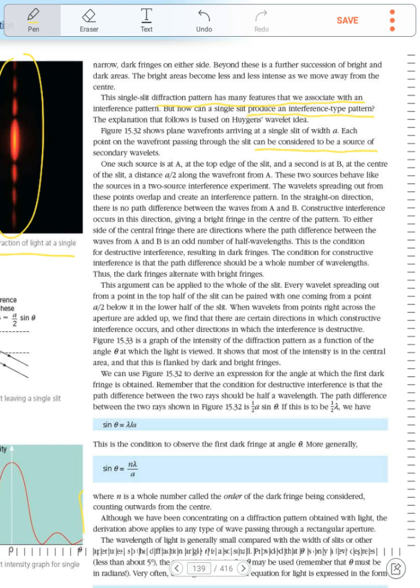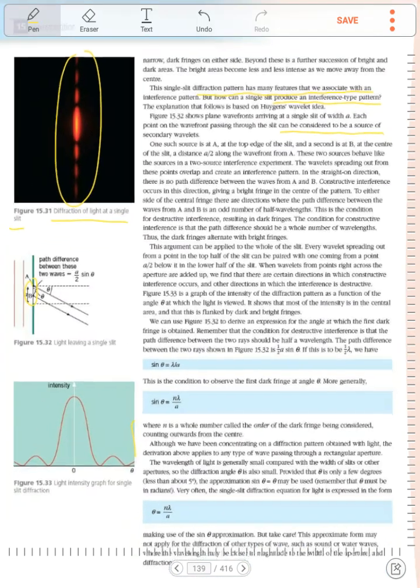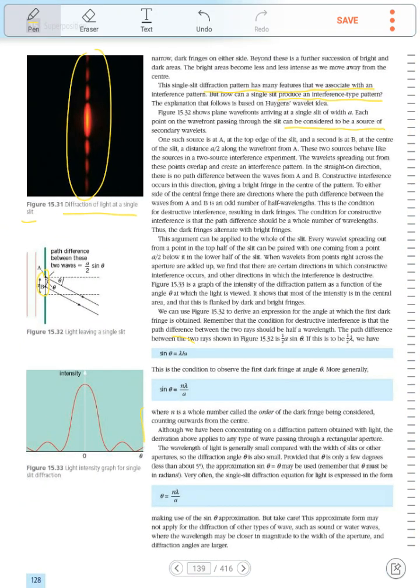Okay, what is the law used for a single slit? The law is sine theta equals lambda over a. Lambda is the wavelength, a is the width of this slit, and sine theta is the angle of the ray passing through the gap. It's a very important law.